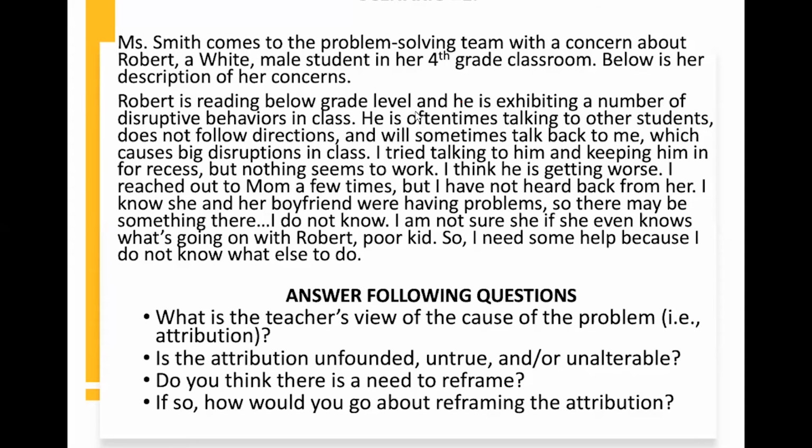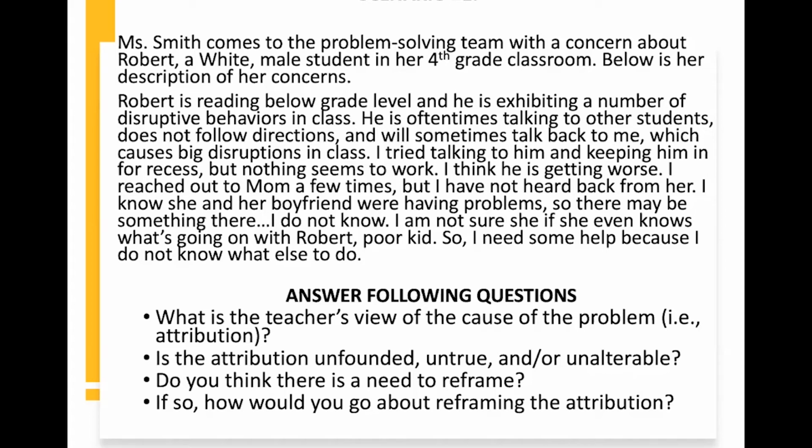Ms. Smith comes to the problem-solving team with a concern about Robert, a white male student in her 4th grade classroom. Below is a description of her concerns. Robert is reading below grade level, and he is exhibiting a number of disruptive behaviors in class. He is oftentimes talking to other students, does not follow directions, and will sometimes talk back to me, which causes big disruptions in class. I tried talking to him and keeping him in for recess, but nothing seems to work. I think it's getting worse.